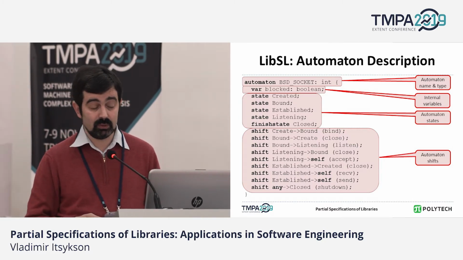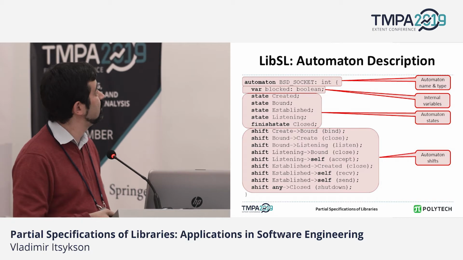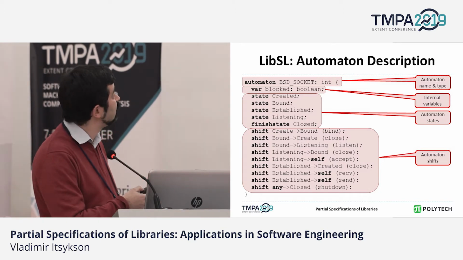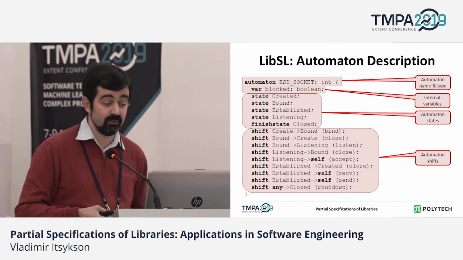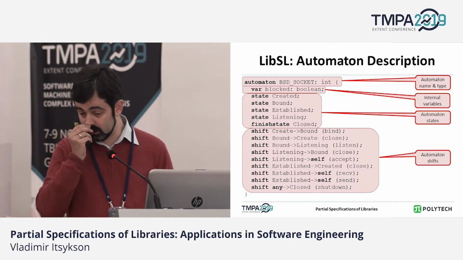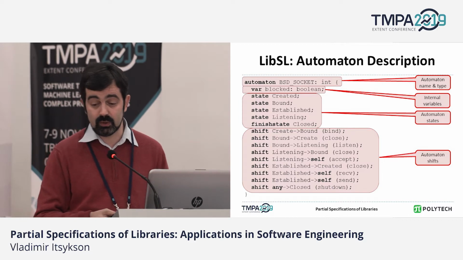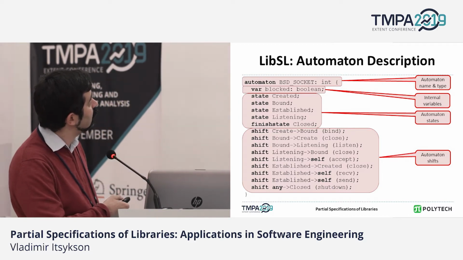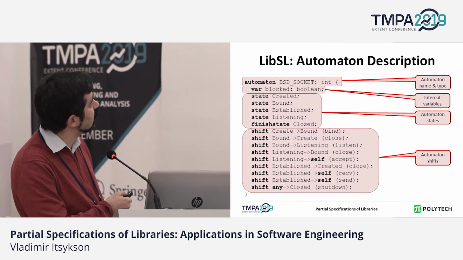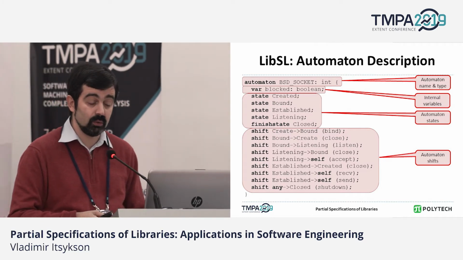Next section of our language is Automaton description. In this slide you can see Automaton BSD circuit, internal variables of Automaton, state of Automaton. In this Automaton you can see 5 states. 4 states are simple states and 1 finished state. In finished state, that name closed, Automaton will be destroyed. And moving from one state to other states, as example, this line means that we can move from state created to state bound by means of API call bind. This is a list of API calls of our library.